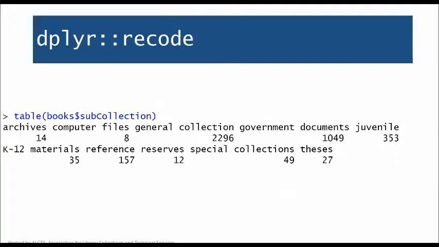So this is useful not only because my data has more meaning, but you can also use recode in this way. I could say I want to recode that K through 12 materials variable as juvenile. I don't care about the distinction between juvenile and K through 12 materials. So that means that those 35 items are now going to be lumped in with juvenile. And you can do this if you have one variable that has a whole bunch of different data values and you only want 2 or 3. You can use recode to make that aggregation and simplification.